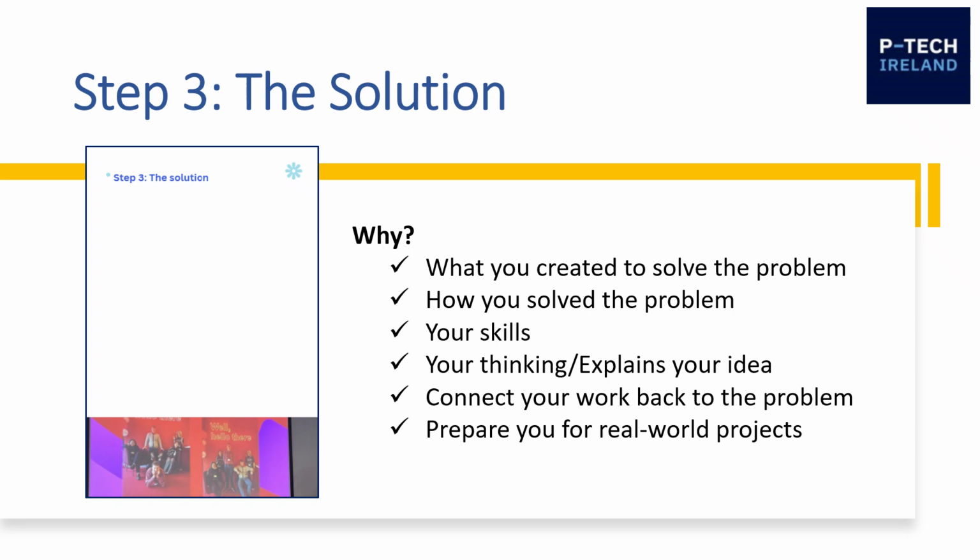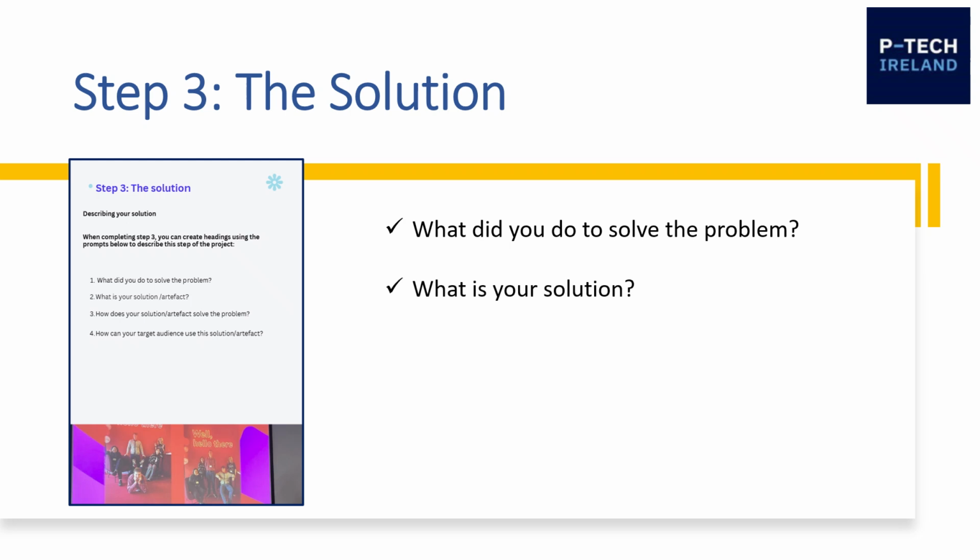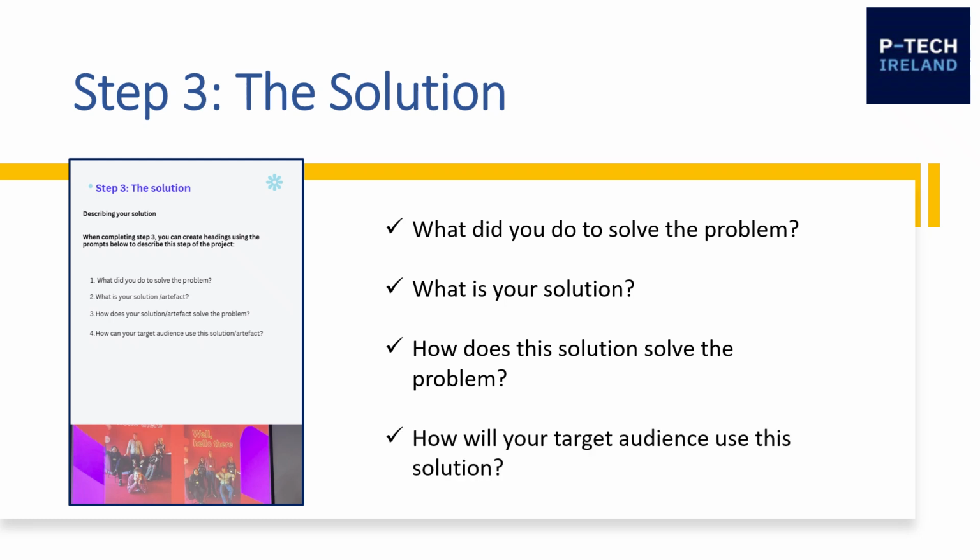So as you're going through step 3 of the project, you should be thinking about including information that tells the reader, well, what did you do to solve the problem? What is your solution or your artifact? How does your solution or your artifact solve the problem? And how can your target audience use this solution or this artifact?